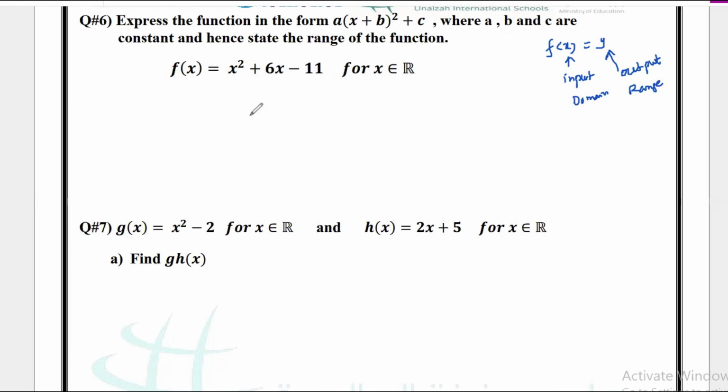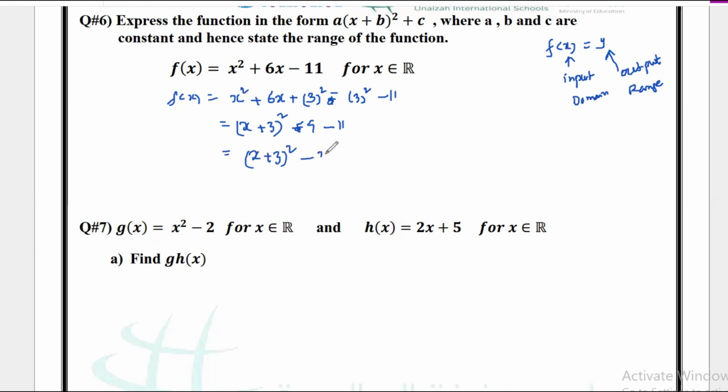This is the second thing. First, we will find this form by completing the square. So let's see how to find f of x. I will try to complete the square by taking half the value of x, which is 3. So 3 squared we will add as well as subtract. And then this becomes (x plus 3) whole squared, sorry, this is minus, so minus 9 minus 11. This gives me (x plus 3) whole squared minus 20.